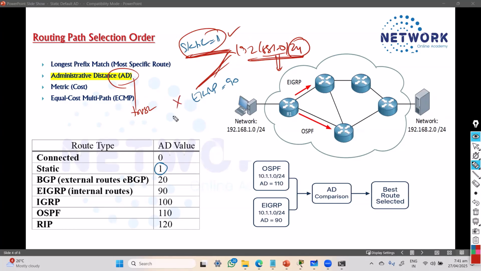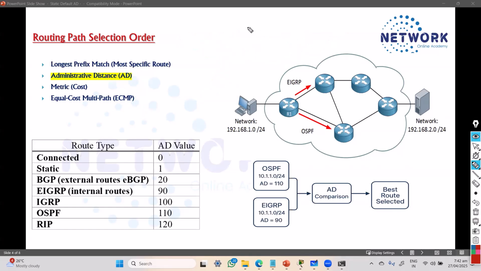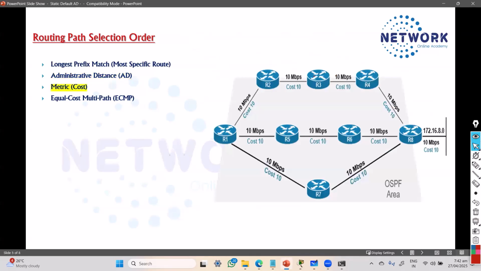Okay. So if the length is the same, that means you are receiving the same network with the same mask. If the mask is the same, then the next condition it will check is the administrative distance, assuming that you are receiving two different routing protocols. Now, what if it's the same routing protocol?